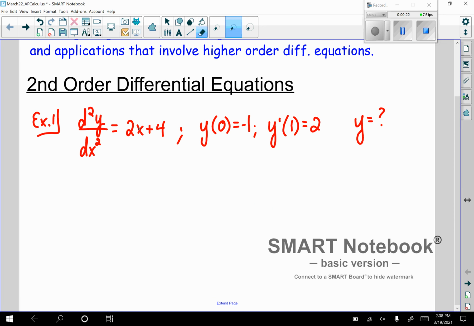Notice we're given our second derivative is equal to 2x plus 4. We're given two initial conditions, which are very necessary. One to help us find y, but the other one, which we want to first start with, is to find y prime.